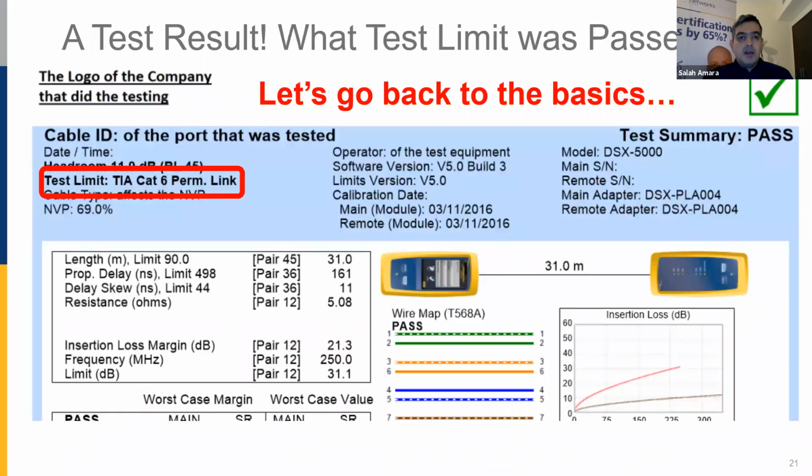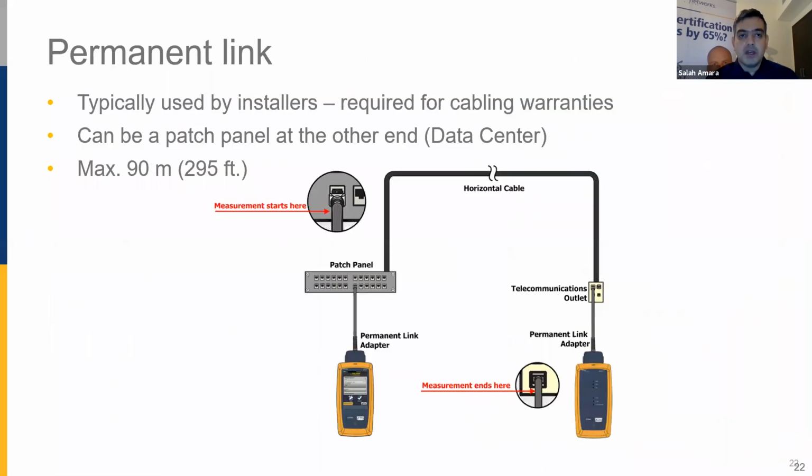Okay, so let's go again to the basics. What test limit did we pass? We can see easily that we tested the Cat6 permanent link and it passed. So what does permanent link mean? Permanent link is what an installer or a system integrator usually uses when asking for cable warranties. So if you ask for a 25-year warranty, or if you need to certify an installation that will stay there for the next 20, 30 years, that's the right way of doing the certification, and that's what we call permanent link.